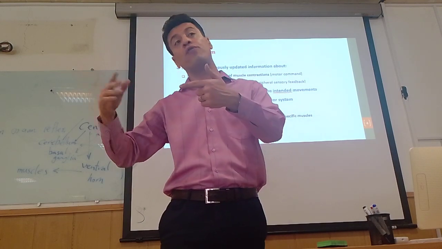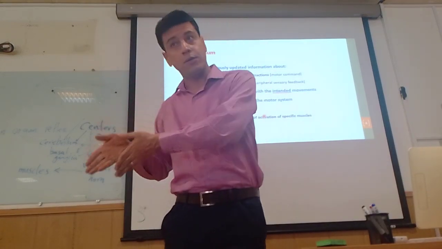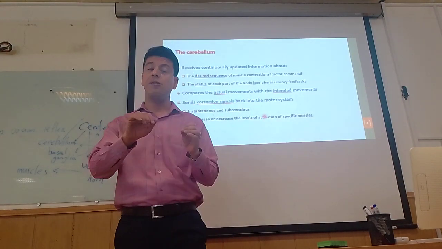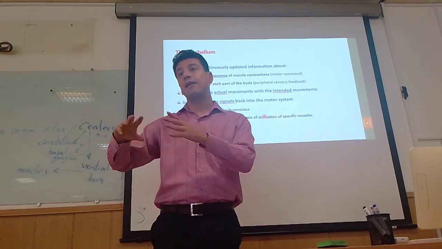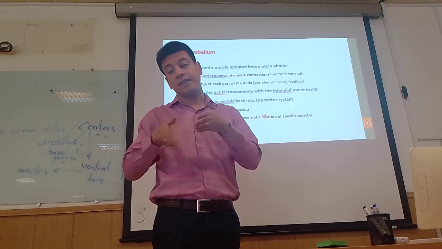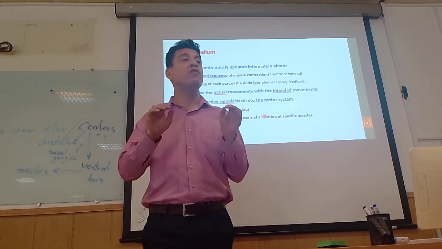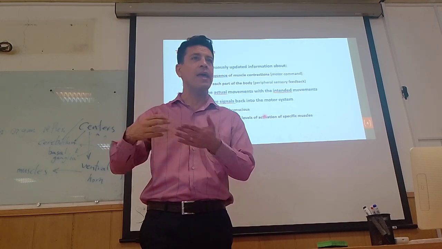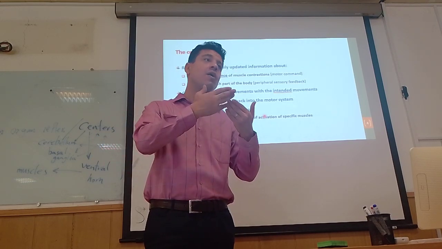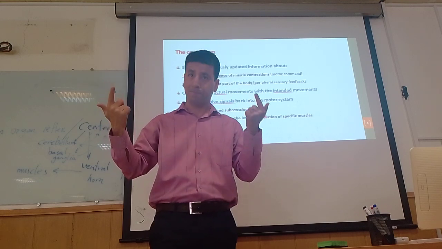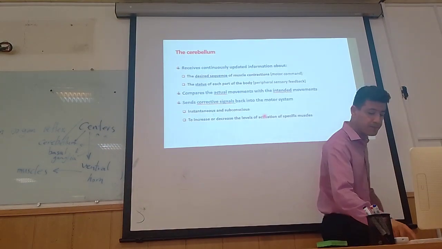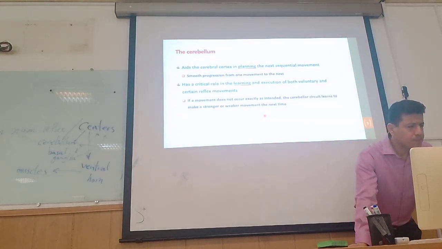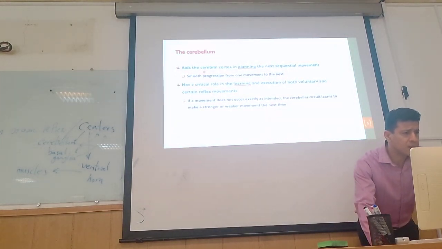I mean, both for the next movement or the ongoing movement. If the movement is going slowly, it can send the corrective signals to correct the same movement. If the movement is very fast and there is no time for the correction of the movement, then the information can be used for the planning of the next movement. Okay, so this is the function of the cerebellum. So this way the cerebellum aids the cerebral cortex in planning of the next sequential movement.